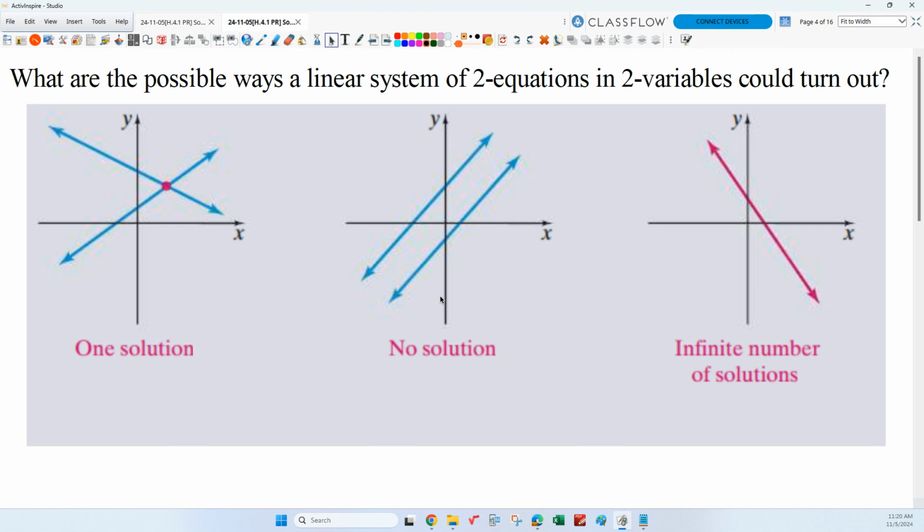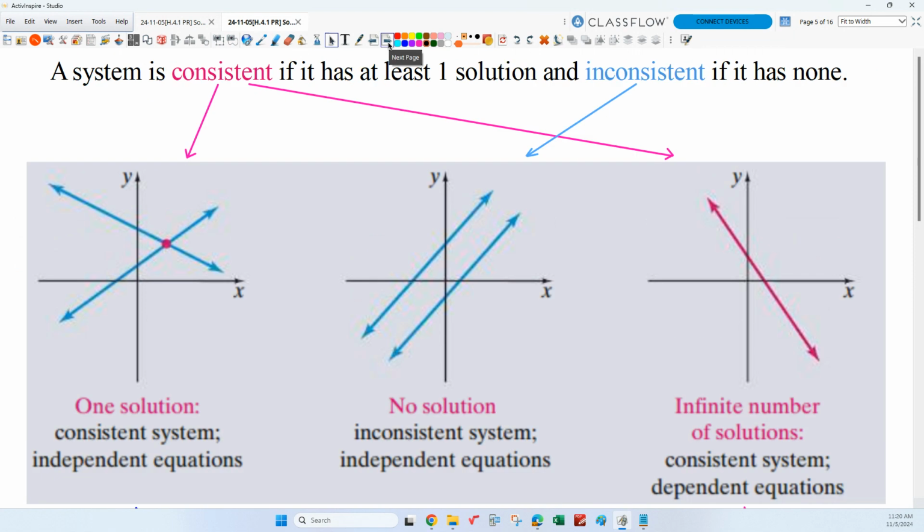Okay, how do we classify these? Well, we use some adjectives to do that. We always say that any linear system is either consistent or inconsistent. Consistent just means it has at least one solution. Inconsistent means it has no solutions. So the first option and the third option would both be consistent, whereas the middle option, the parallel option, is inconsistent. So that's one adjective we use.